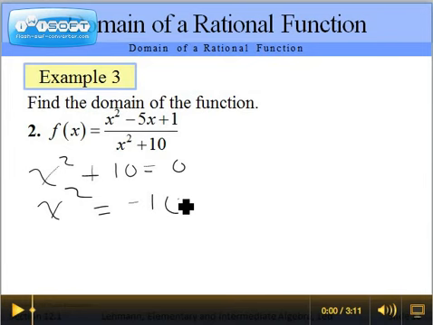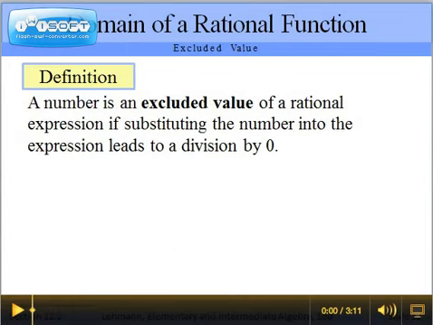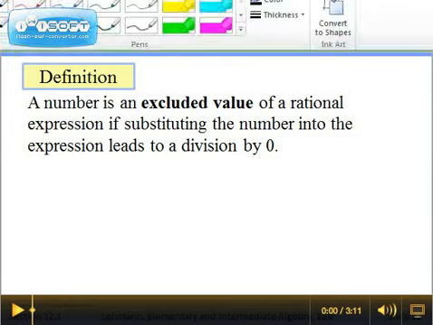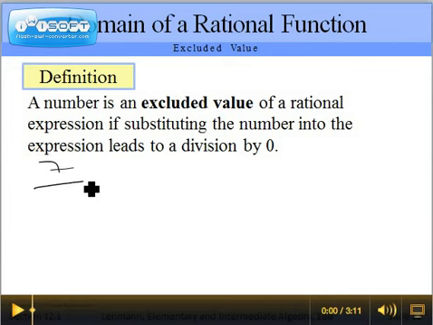So in problem 1 of example 2, we found that substituting 3 into the expression 2 over x minus 3 leads to a division by 0. We call the number 3 an excluded value of the expression. So a number is an excluded value of a rational expression if substituting the number into the expression leads to a division by 0. For instance, 5 is an excluded value of the expression 7 over x minus 5. So 5 is an excluded value of this expression.